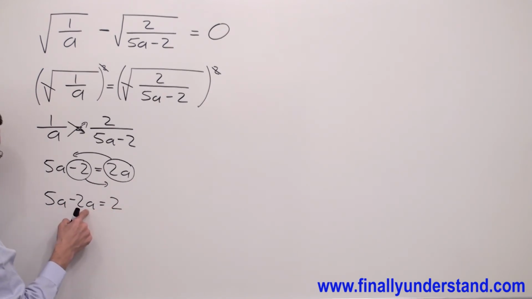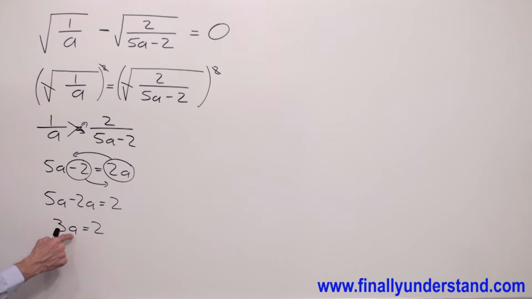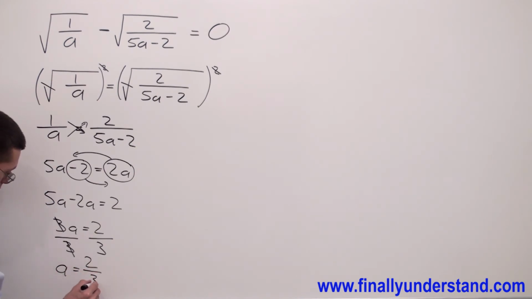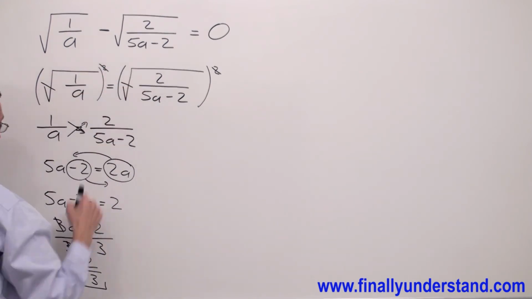5a minus 2a is equal to 3a equals 2. I'm looking for a. I have 3 multiplied by a. In order to eliminate multiplication and 3 from a, I have to divide both sides of the equation by 3. 3 and 3 will cancel out. I have a equals 2 over 3. Let's check if this is the correct answer to my problem. I'm going to replace every a in my equation by 2 over 3.